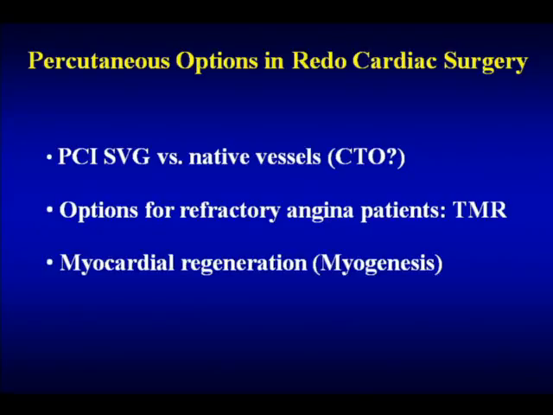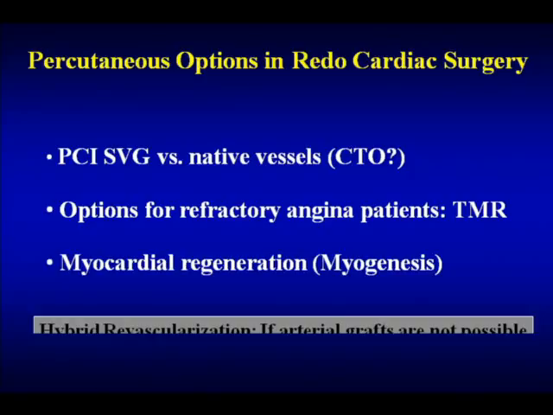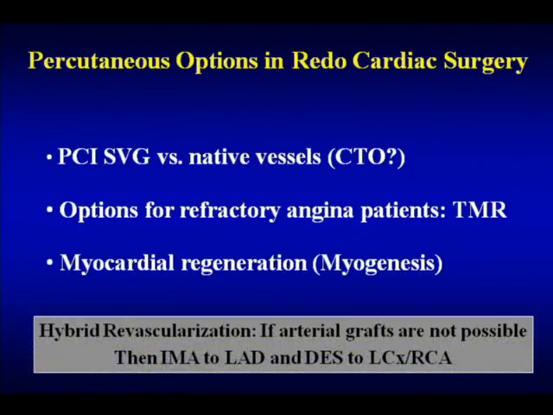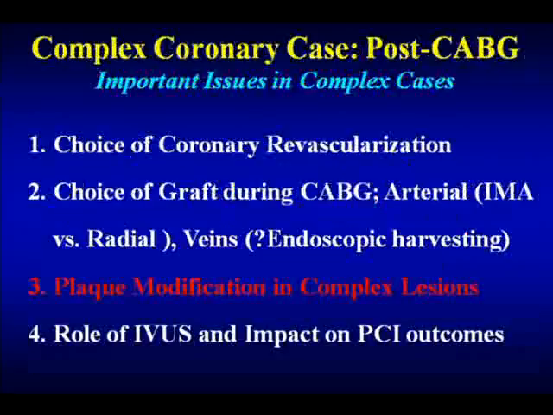Despite DES, myocardial laser revascularization is an option, along with various other techniques of myocardial regeneration. The big issue remains hybrid revascularization, where you do arterial grafts to the LIMA, and where that is not possible, particularly the circumflex and right coronary, you put a drug-eluting stent. In this case, he fits our criteria with a SYNTAX score of 22, so it clearly was appropriate to try the DES first, based on the data.